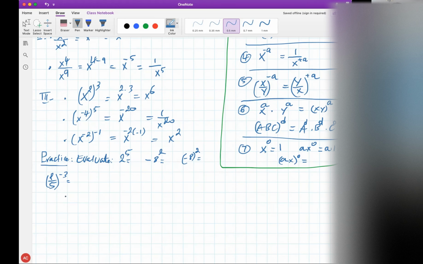What else? 3 to the power -2 over 5. Also some variables. X to the power 3. And one more.